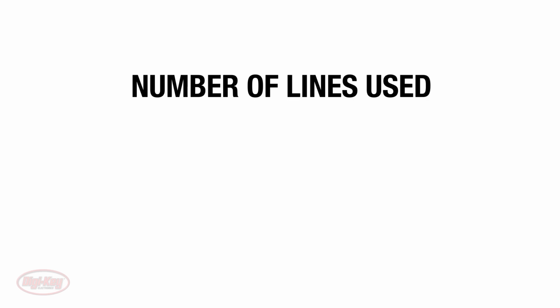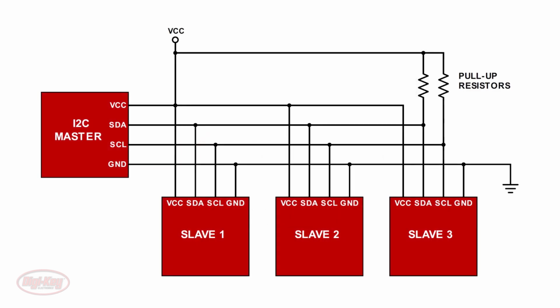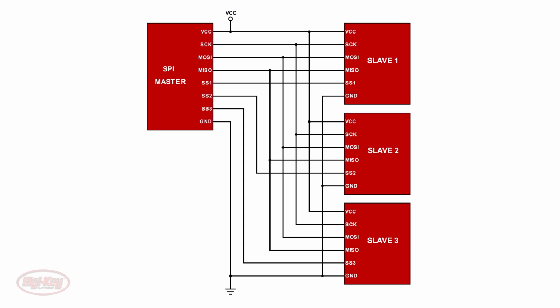When it comes to the number of lines used, I2C uses only two communication lines, while SPI uses four. As you can see in the diagram, regardless of the number of slave devices, the I2C protocol still uses only two lines. But with the SPI protocol, as the number of slave devices increases, more slave select lines are used. If there are multiple slave devices, I2C would very quickly become a clear winner over SPI.